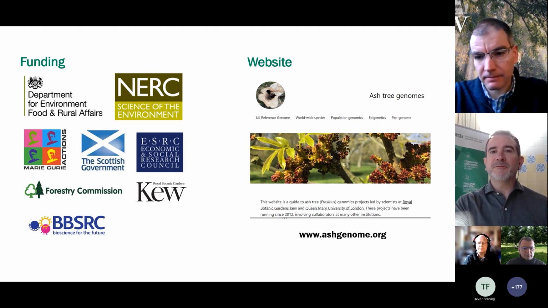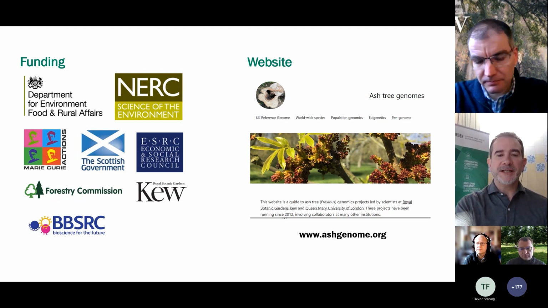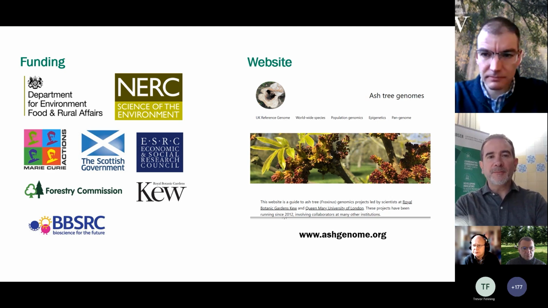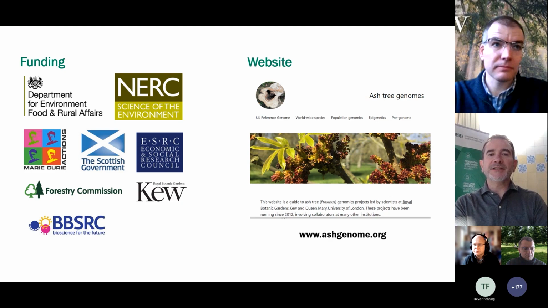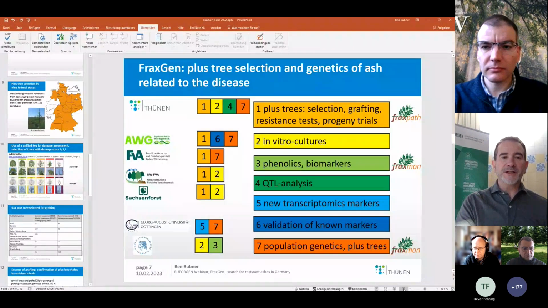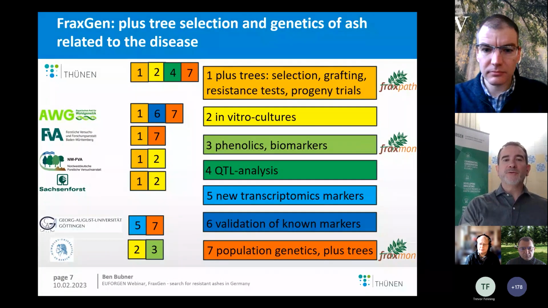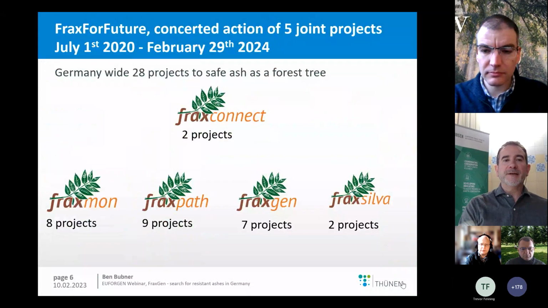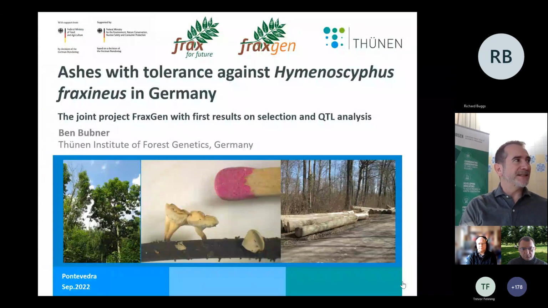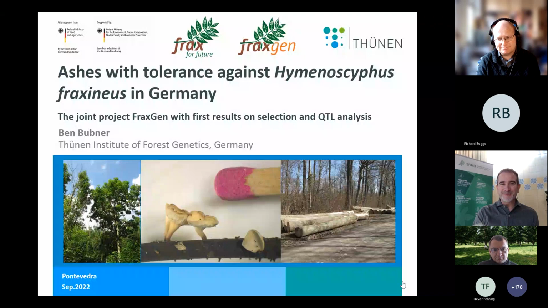Okay, thank you very much. Then I guess I will suggest that we continue the discussion later on. And now we move to the next 2 presentations. So the next topic will be on the Ash genetic resistance research and entry breeding that is ongoing. And we have 2 speakers. The first one from the Thuenen Institute in Germany, Ben Bubner. And yes, I can see that you already started to share your screen. Please, Ben, the floor is yours.